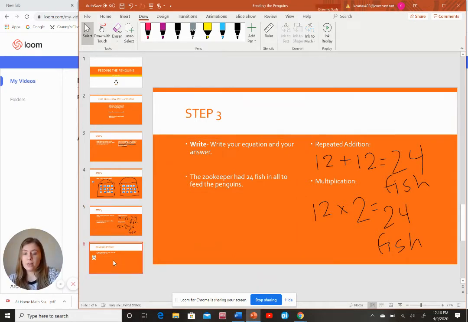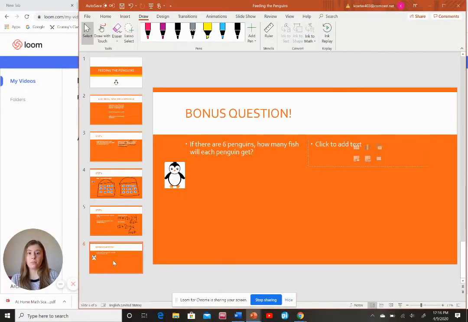All right, the last thing we are going to do is complete our bonus question for the day. So here it is. We are still going to use our DW method, but we're going to put it all together. So this one says, if there are 6 penguins, how many fish will each penguin get? So think, there's 6 penguins. Remember, we had 24 fish in all. We just solved that one.